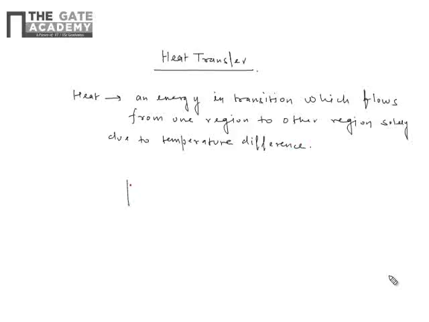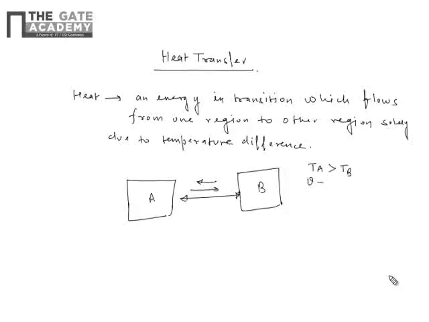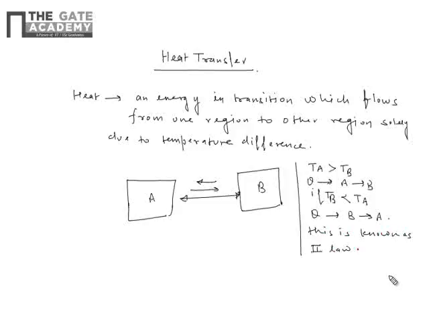What do we mean? If we have two bodies, let us say A and B, and we assume that these two are in contact, then there will be a heat transfer either this way or this way depending upon the temperature difference. If TA is greater than TB, heat will flow from A to B. If TB is less than TA, then heat will flow from B to A. This is known as the second law of thermodynamics.